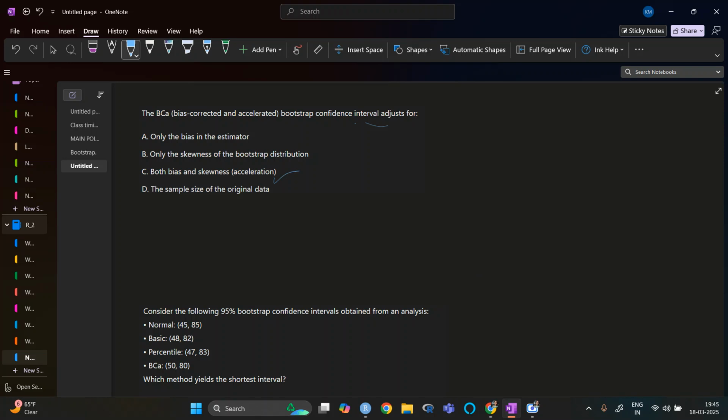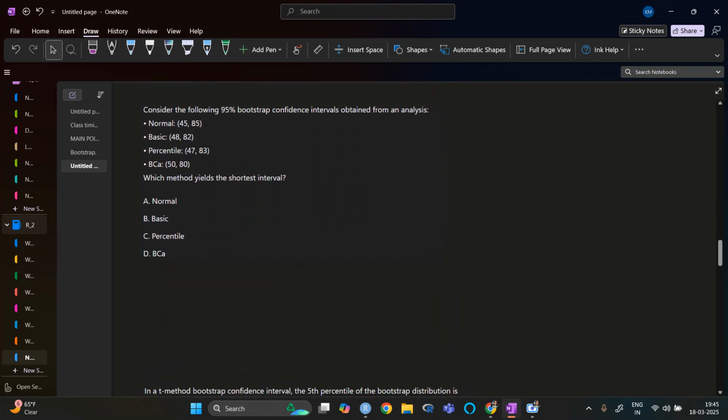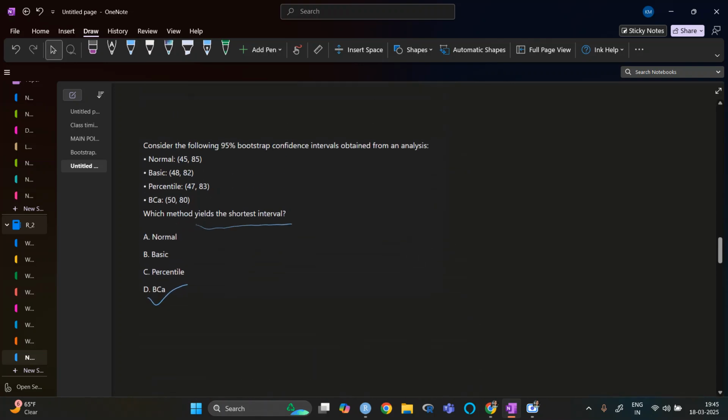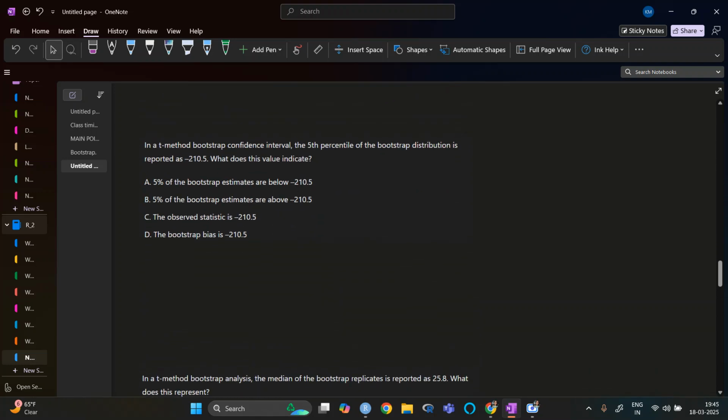The next one is: consider a 95% bootstrap confidence interval obtained from an analysis. Which method yields the shortest interval? So for the first, 45 to 85, that is 40. 48 to 82 is 34. 47 and 83, that is 36. BCa is 30. So BCa will be the shortest one, but it is not going to happen always. It is happening in this particular case.